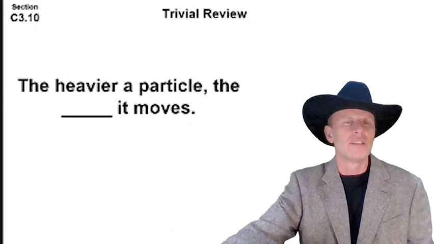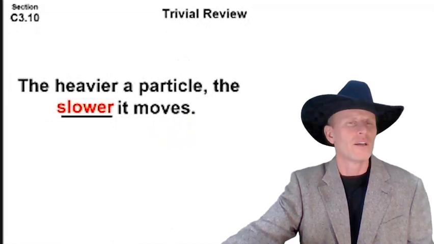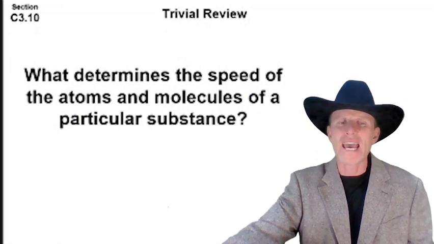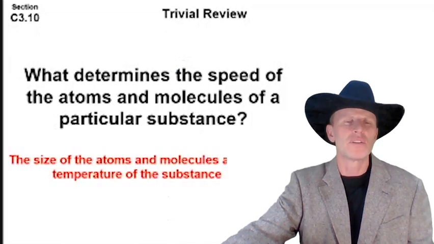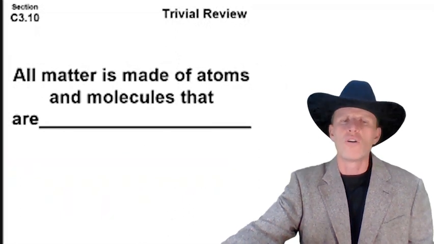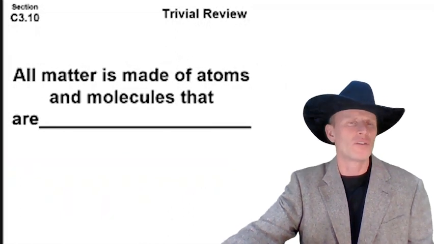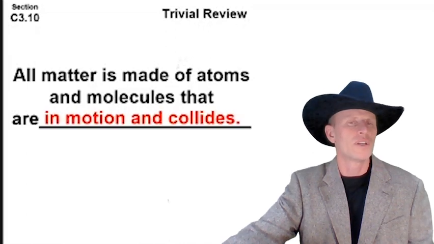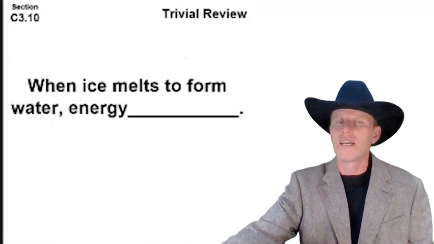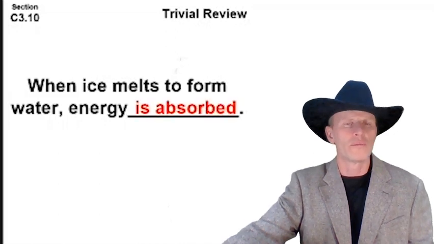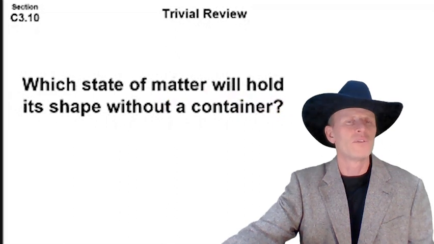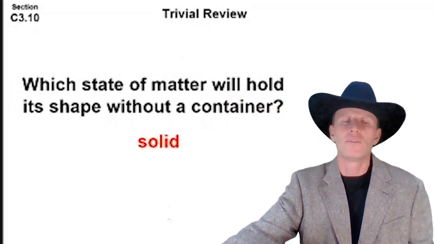Liquid. The heavier a particle, the slower it moves. What determines the speed of atoms and molecules of a particular substance? The size of the atoms and the molecules and the temperature of that substance. All matter is made of atoms and molecules that are in motion and collide. When ice melts to form water, energy is absorbed. Which state of matter will hold its shape without a container? That would be a solid.